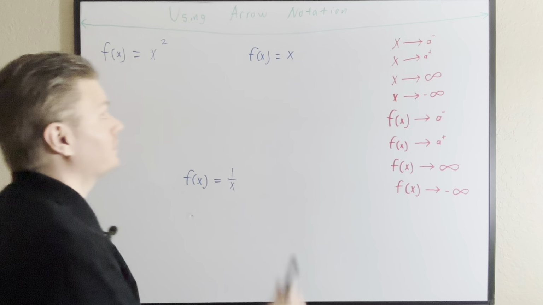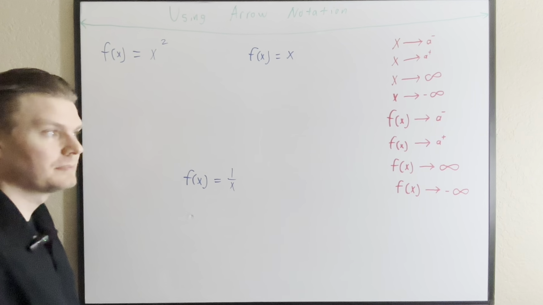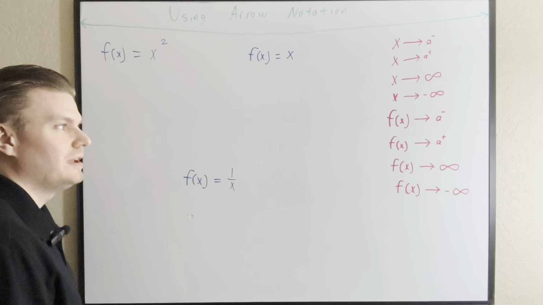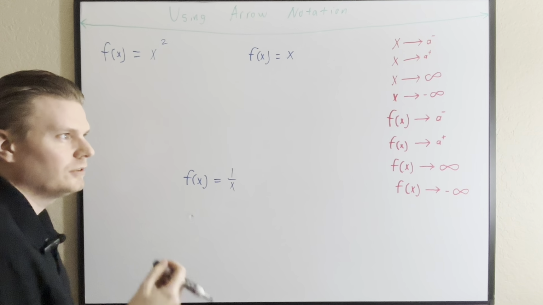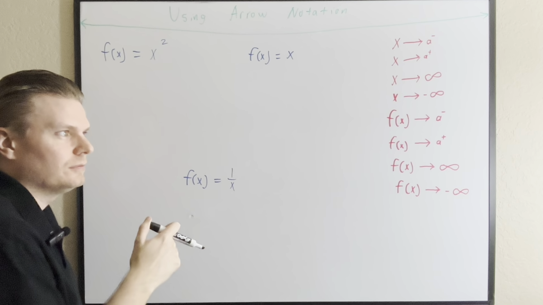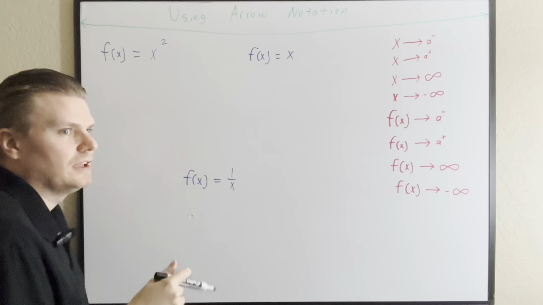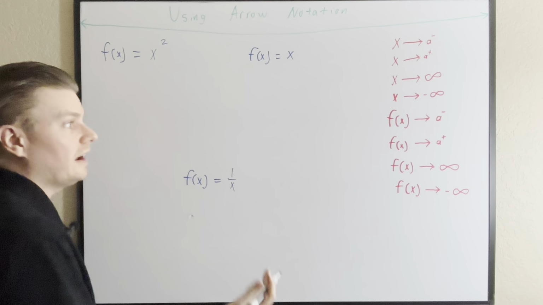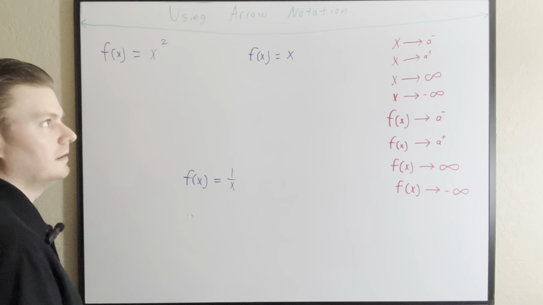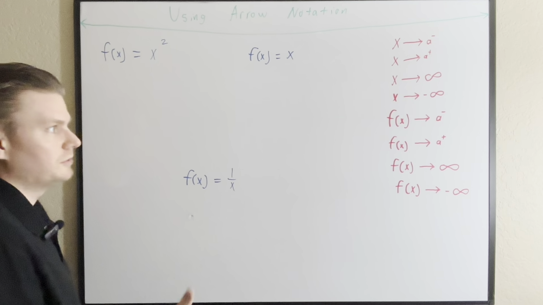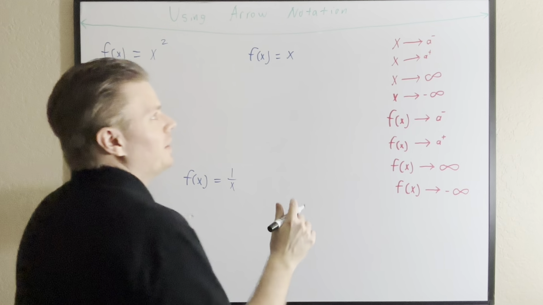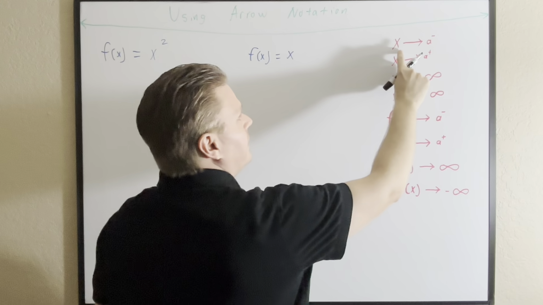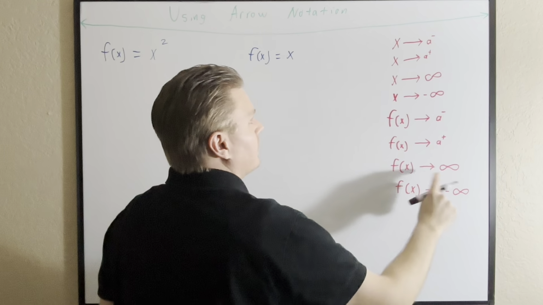In this video, I'm going to go over using arrow notation. We're not really describing domain or range, but we're describing the behavior of graphs of functions. So I'm going to do a little graphing here. They're going to be crude drawings, but just deal with it. But we're going to go over what these mean, right?